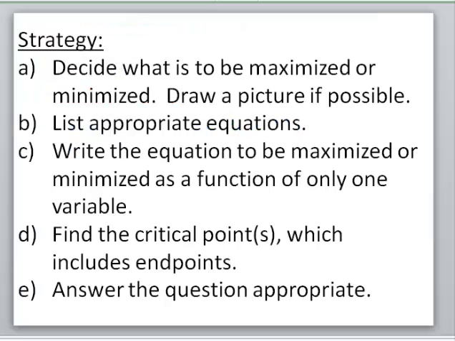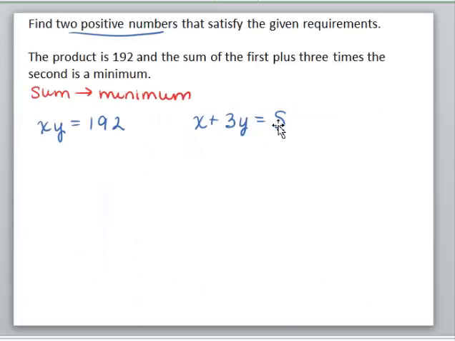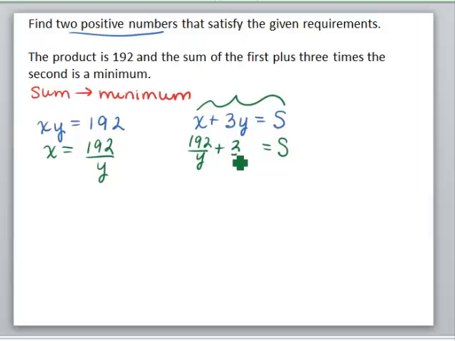The third step, write the equation to be maximized or minimized as a function of only one variable. This function right here is the one that's supposed to be minimized. We wrote that right here. So we need to write this as a function of one variable. We'll want it to be s equals either all x's or all y's. I'll just simply solve for x over here, so I get 192 divided by y. So I'm going to replace my x with this: s equals 192 over y plus 3y.